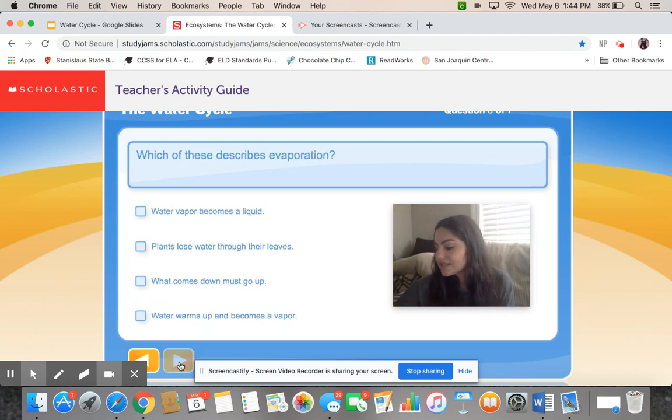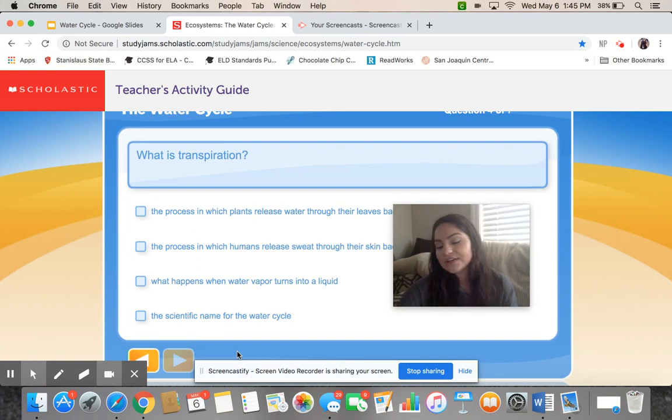Which of these describes evaporation? So we look at our little card. The process where liquid changes to a gas or vapor. This is the puddle of rain or the boiling water on the stove. So water vapor becomes a liquid. Plants lose water through their leaves. What comes up must go. What comes down must come up. Water warms up and becomes a vapor. So this is being warmed up and becoming a vapor or a gas.